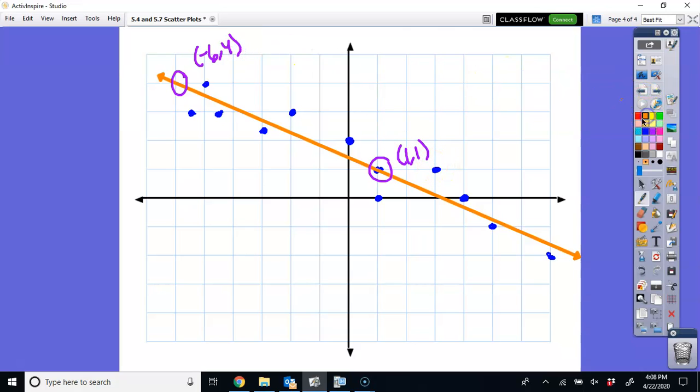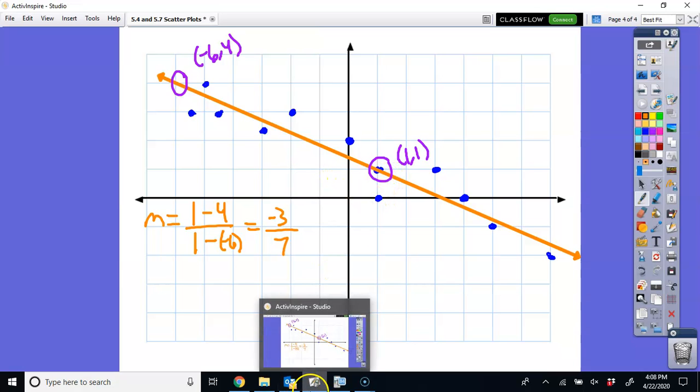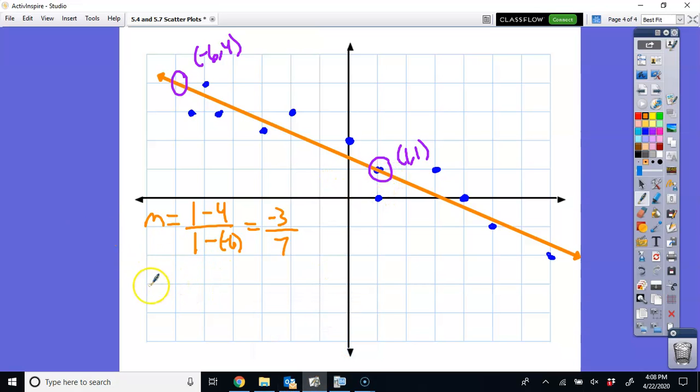So now I can find my slope. So my slope is y2 minus y1 over x2 minus x1. So 1 minus 4 is -3. 1 plus 6 would be 7. It goes down 3 over 7. Down 3 over 7.